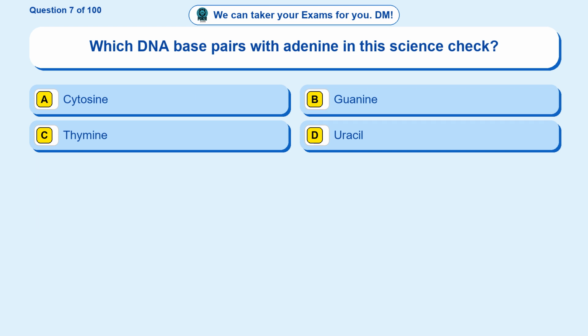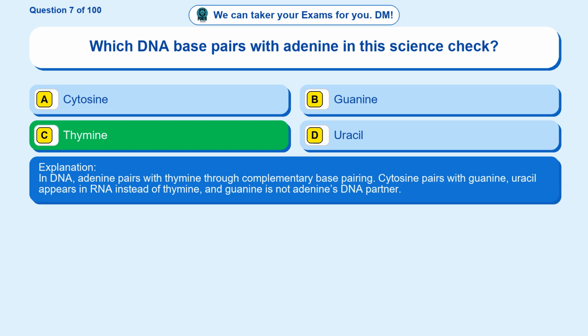Question 7. Which DNA base pairs with adenine in the science check? Option A, cytosine. Option B, guanine. Option C, thymine. Option D, uracil. The correct answer is option C. Thymine. In DNA, adenine pairs with thymine through complementary base pairing.